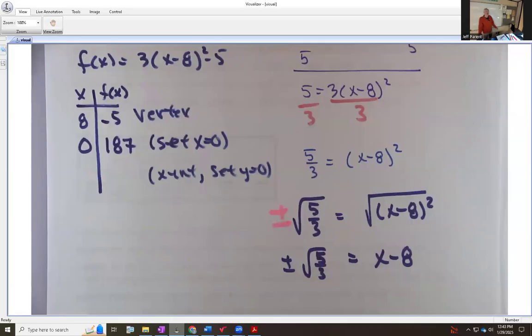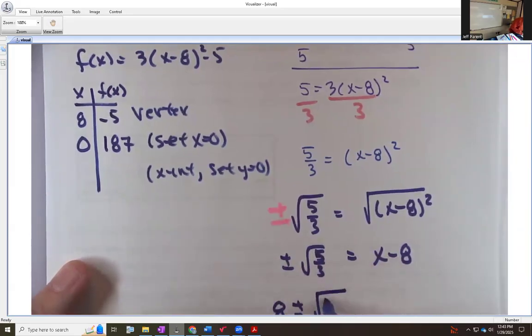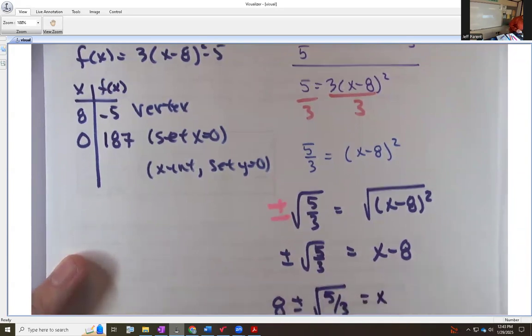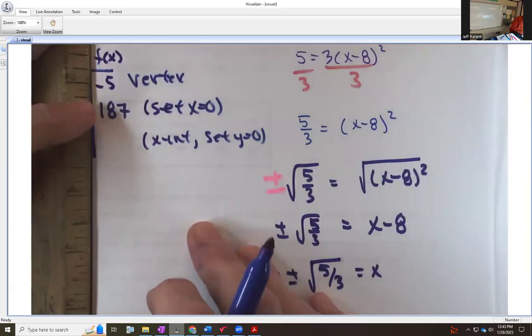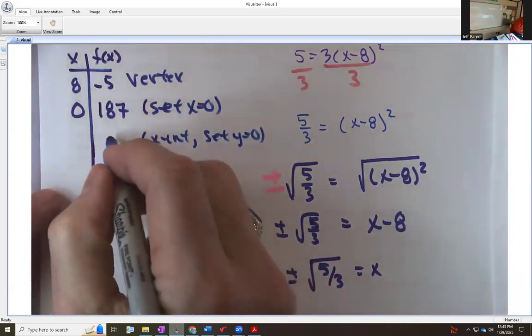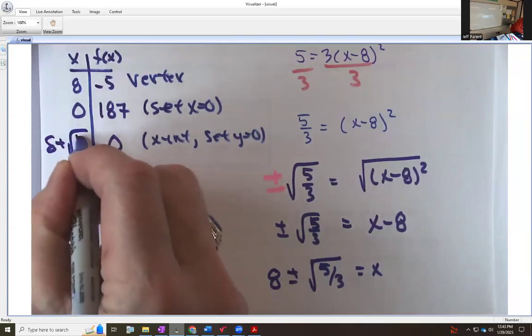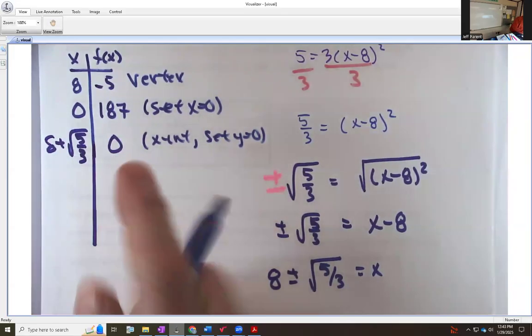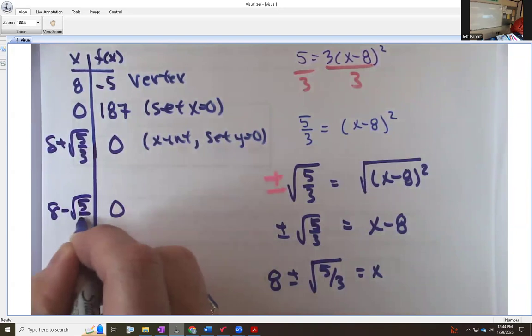I still haven't gotten x by itself. Josh, what else do I need to do to get x by itself? Add the 8. So I'm going to put that 8 out in front over here. 8 plus or minus the square root of 5/3 equals x. Yay. So I'm going to extend my t-table just a little bit, give myself some extra room here. When y is 0, one solution I got was 8 plus the square root of 5/3. And 0 and 8 minus the square root of 5/3.